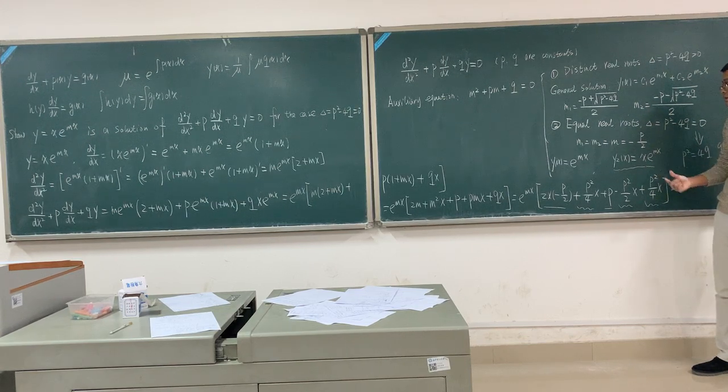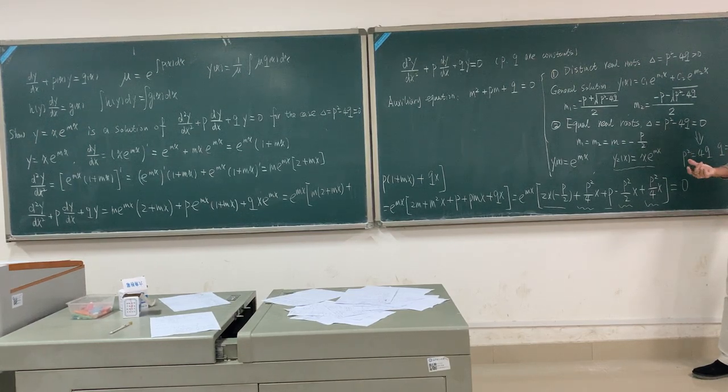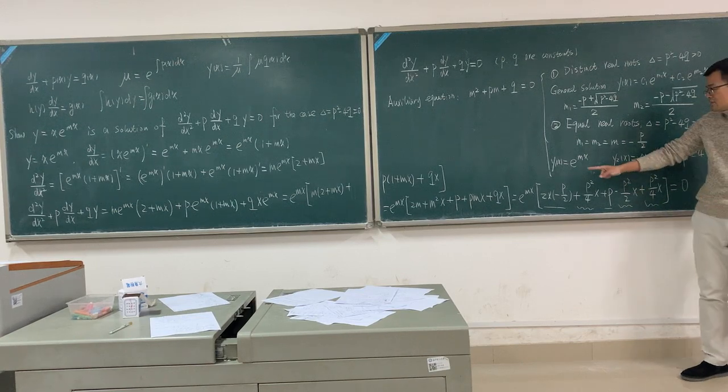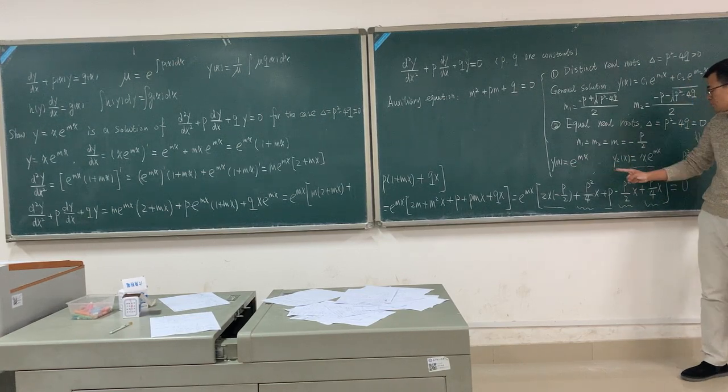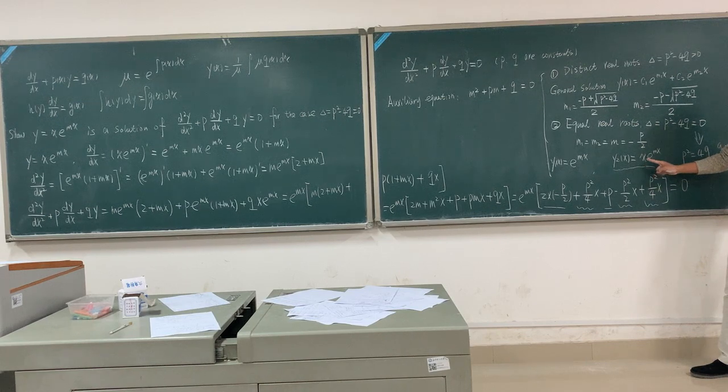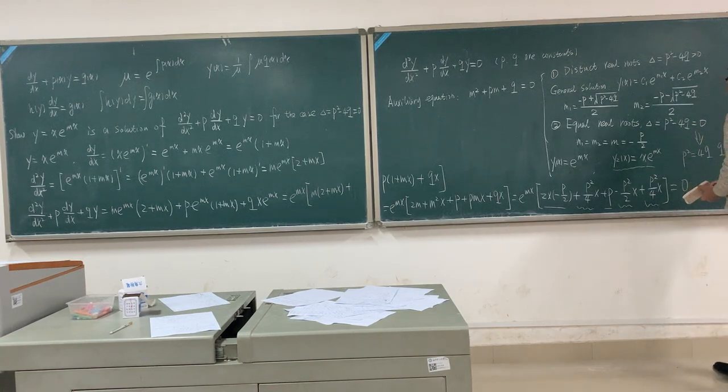So for this case, we find two linearly independent solutions. So the general solution actually is C1 e^(mx) plus C2 x e^(mx). Okay.